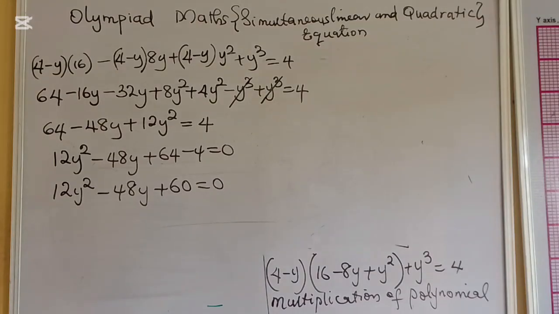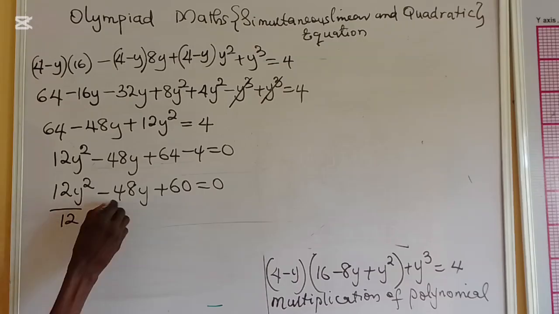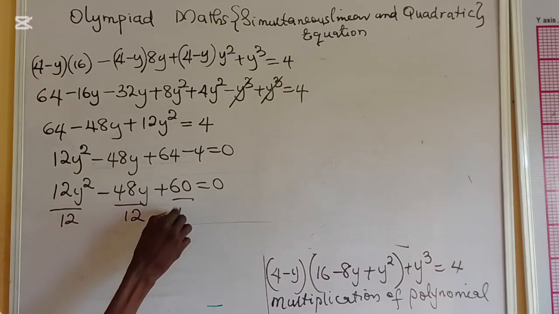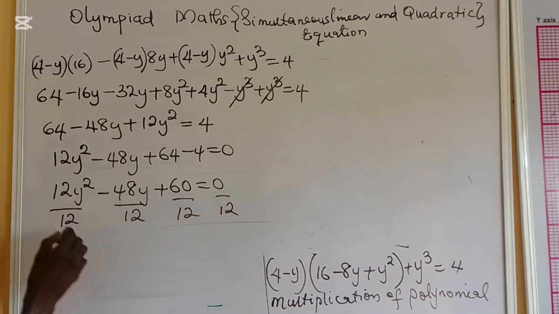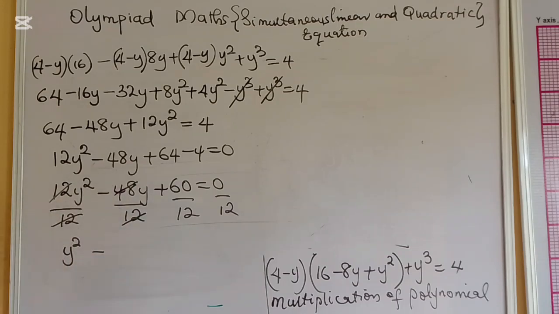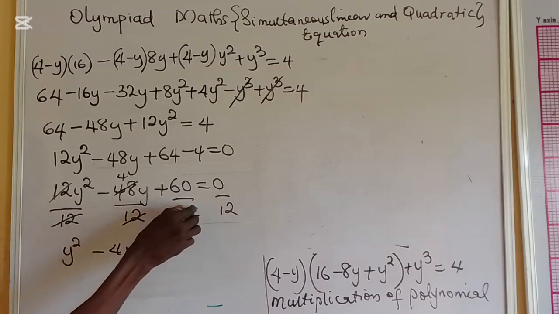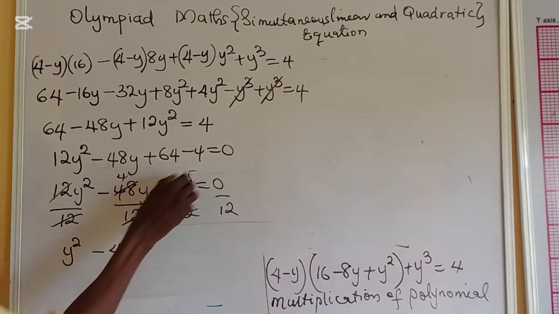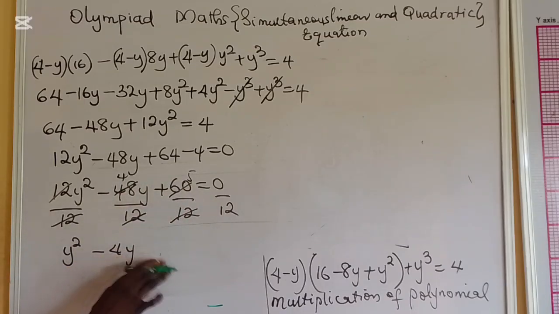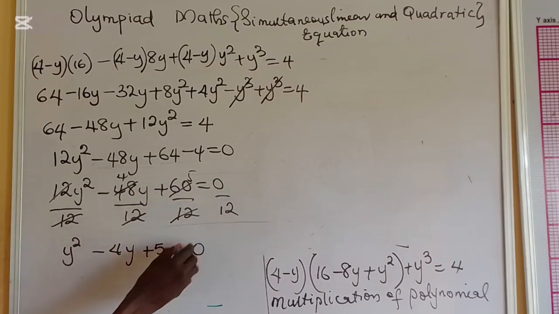I want to reduce the expression for easy calculation. I will divide by 12 to reduce it by 12. So now this will cancel this. You are left with y raised to the power of 2. This will cancel this. It will give you 4, which is minus 4y. This will cancel this. It will give us 5. And when you use the calculation, it is equal to 0.